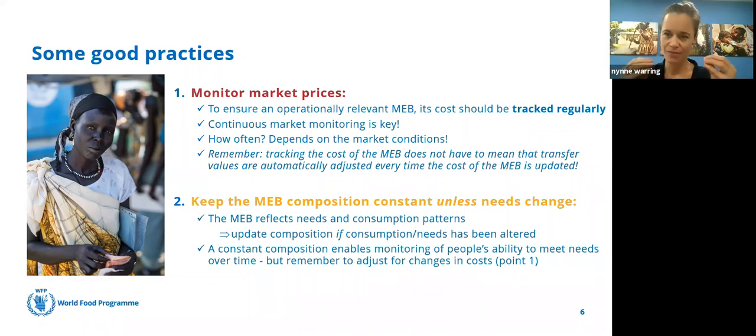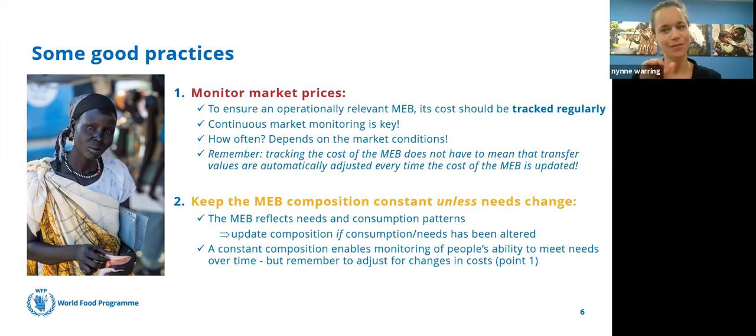If you have an MEB that is only changing, if you will, with market prices, you can actually use it as a really solid tool to monitor people's ability to meet their needs over time. Okay. So those are just two key things.